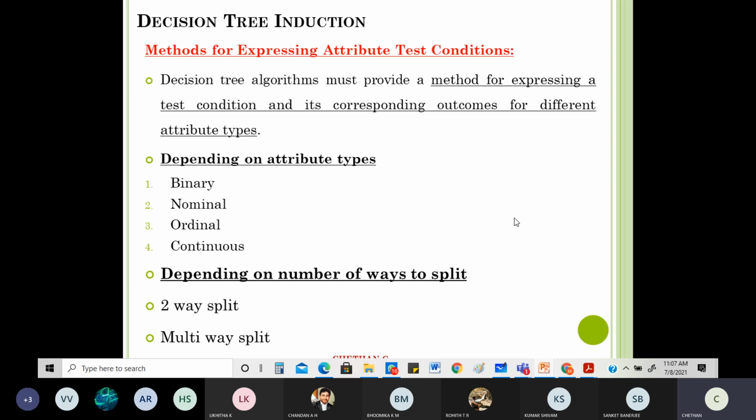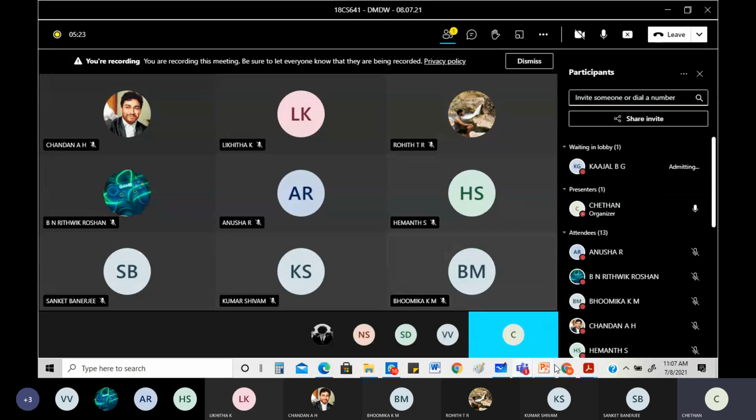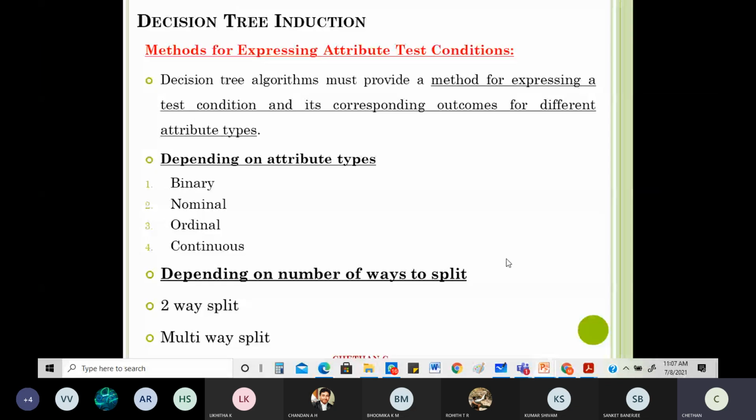You can't have a one-way split on them, right? A decision tree means, of course, your minimum is to have two children, a left child and a right child. So depending on the number of splits, it's either a two-way split, or otherwise it will obviously be a multi-way split. Okay, so let me go into this.